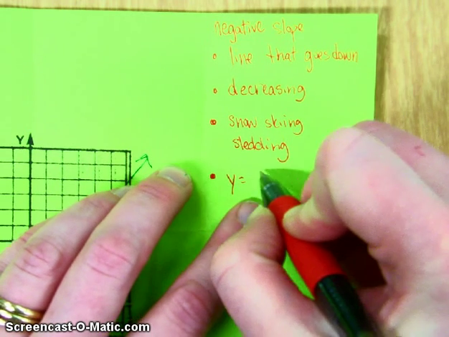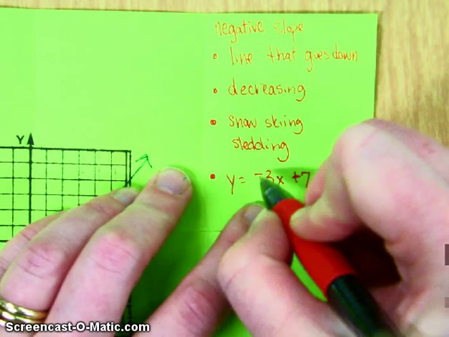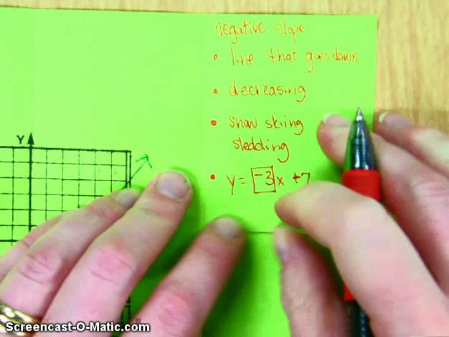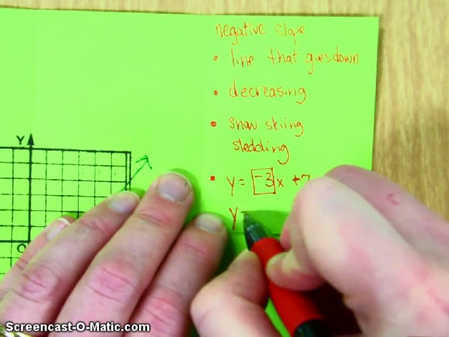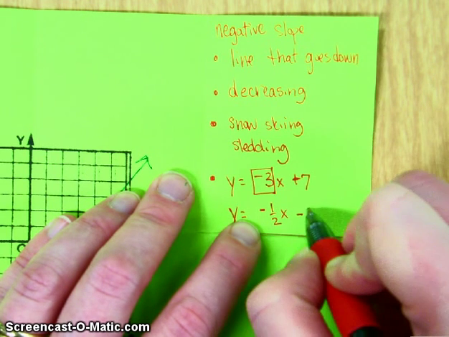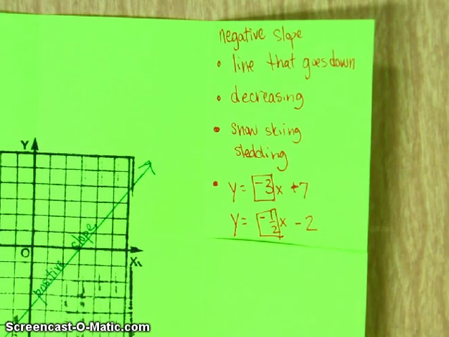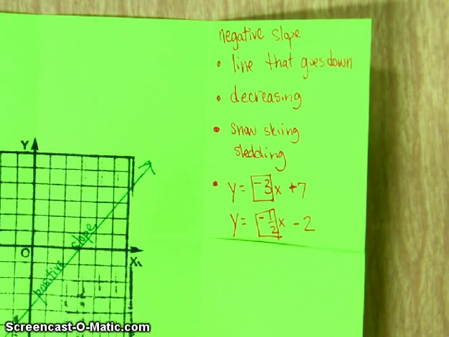Some equations. Y equals negative 3x plus 7. Negative 3 is the slope. And it is negative. Or y equals negative 1/2 x minus 2. Negative 1/2 is the slope there.